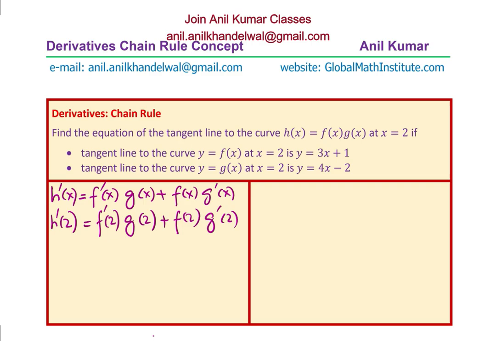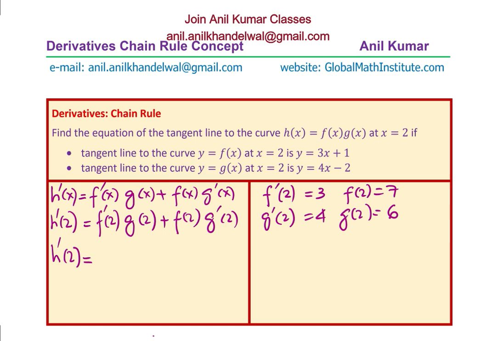We already have the values as we calculated. What is f prime 2? The derivative of f of x is 3. And the value at 2 we calculated is what? Well, substituting 2, we got 7, right? So f of 2 we know is 7. As far as the derivative of g is concerned, it is the slope 4. And the value at 2 is 4 times 2, 8 minus 2, which is 6. Let us substitute these values to find the derivative of this particular function. That will give you what? The slope. You get the idea.